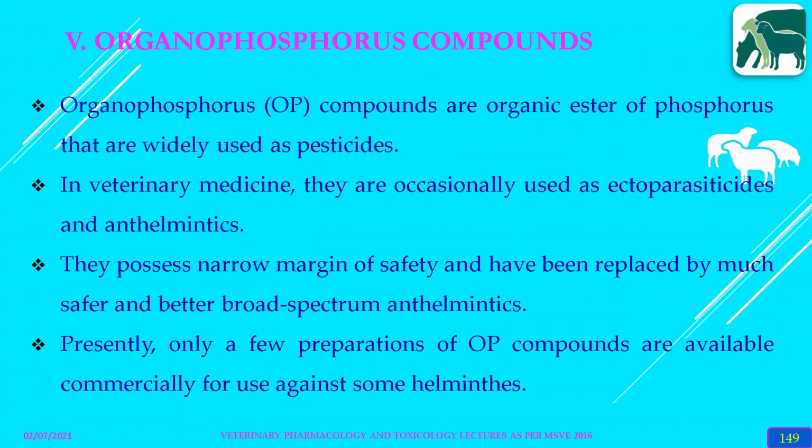Then OPC compounds. These are organic esters of phosphorus that were largely used as pesticides. Nowadays they are much less used because of very high toxicity, whereas they are used as ectoparasiticides. They have a very low margin of safety, meaning they are highly toxic, and nowadays almost all the OPC compounds are replaced. Even then you need to know them, because a few of the compounds are still in the market in different countries.